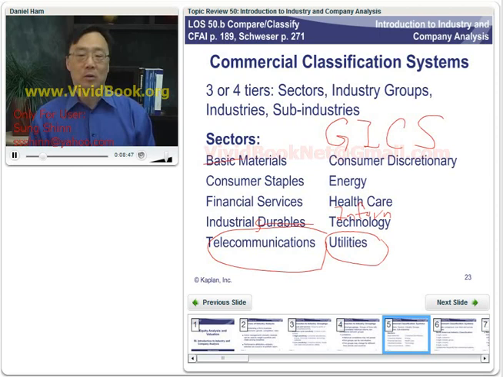Let's look at Coca-Cola. Coca-Cola happens to be in the consumer staples sector. It is in the beverage industry group. It is in the soft drink industry. And if there was a sub-industry, if we want to go down to the 4th tier, you could say it's carbonated soft drinks. That's the commercial classification.